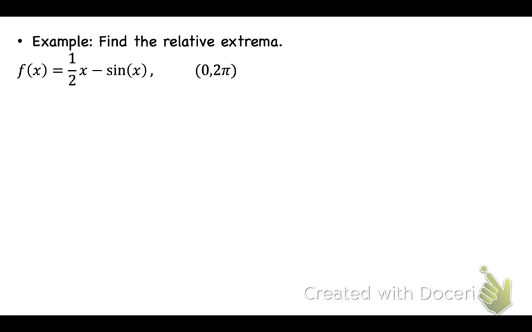Okay, so I have find the relative extrema. We're going to do everything that we did, and we're going to add another step to our conclusion. So f of x equals 1/2 x minus sine of x from 0 to 2 pi, and then 0 and 2 pi are not included. How do I know that? They're in parentheses. What does that mean? They're not included in the interval. It's like an open circle. It just stops there.